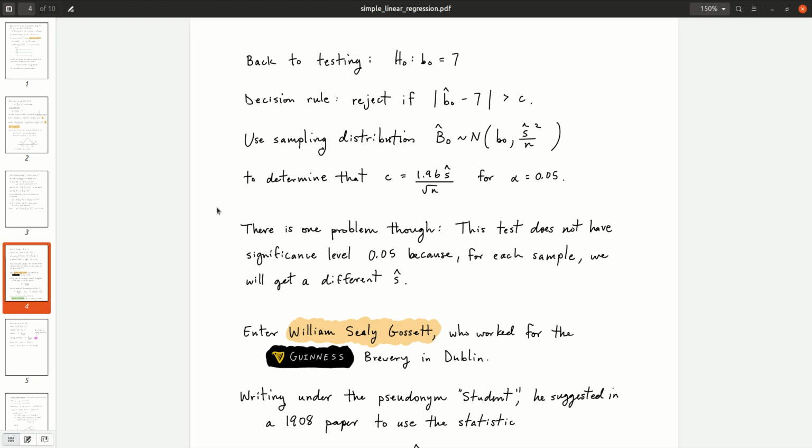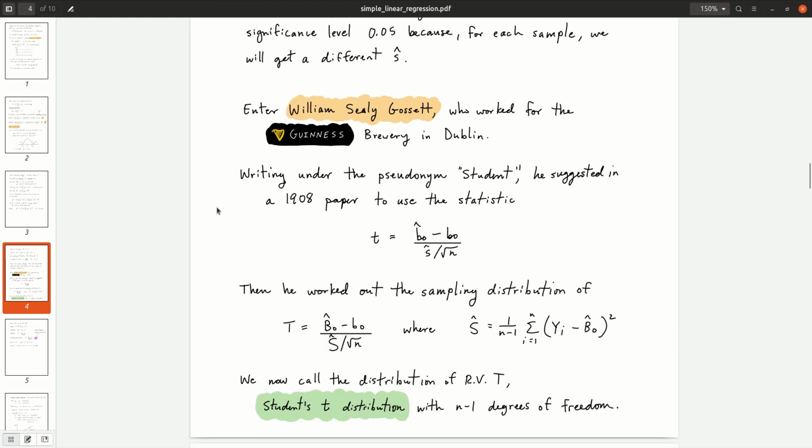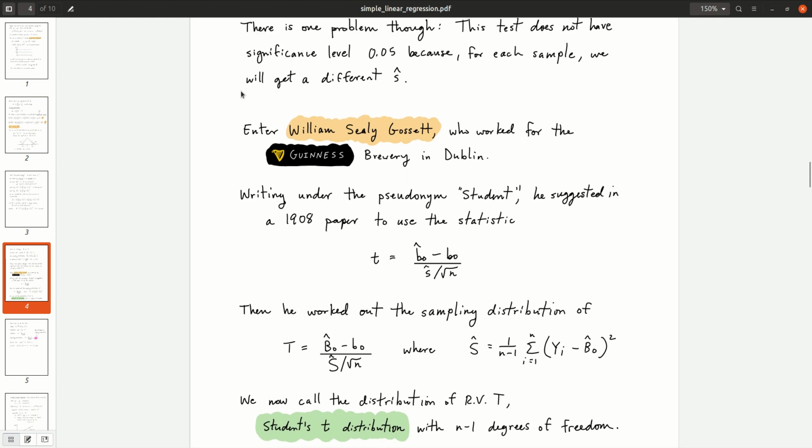Now, what's the solution to this? It's kind of interesting. There's a guy named William Sealy Gosset who worked for the Guinness Brewery in Dublin, but he was a mathematician.